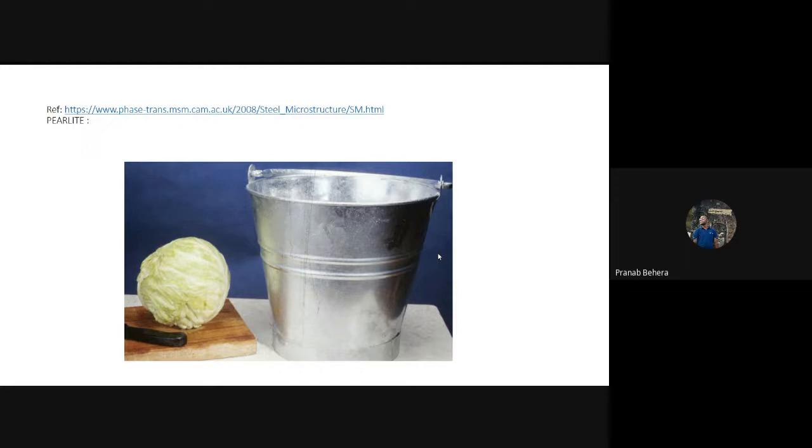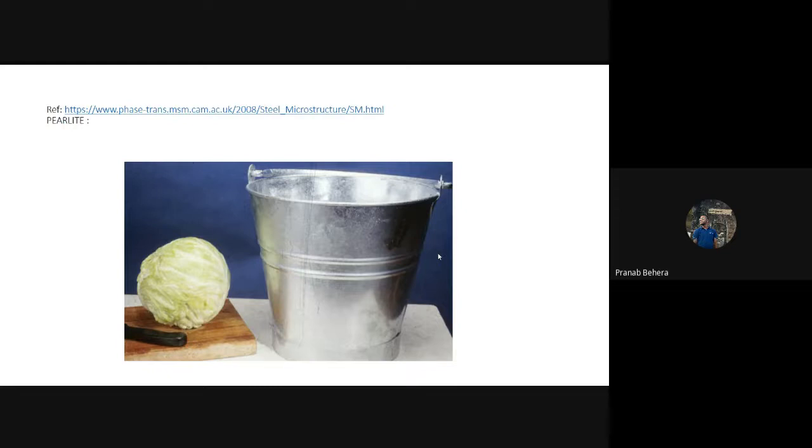What is the reaction? By what solid state reaction does pearlite form? Just look at the iron carbon diagram or tell me. Sir, austenite changes to ferrite and cementite. What is the name of that reaction? Eutectoid. Eutectoid reaction. You remember.